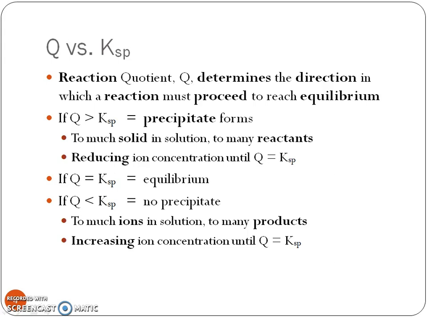You've seen this before, Q versus K. Q, our reaction quotient, in other words, our initial concentration. These values will determine the direction in which the reaction needs to proceed in order to reach equilibrium.